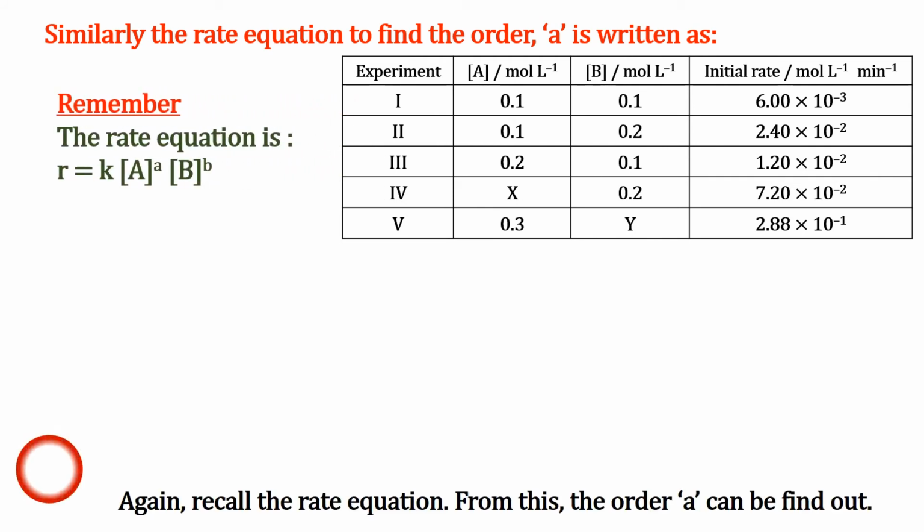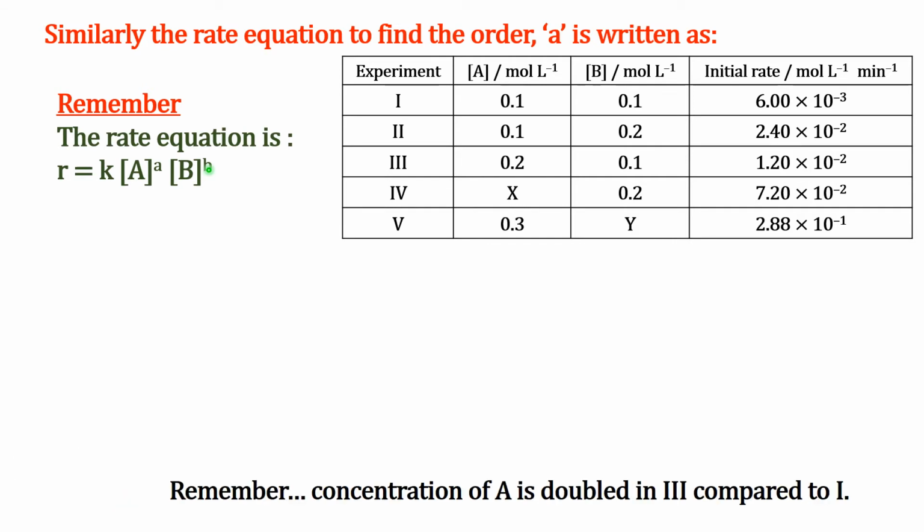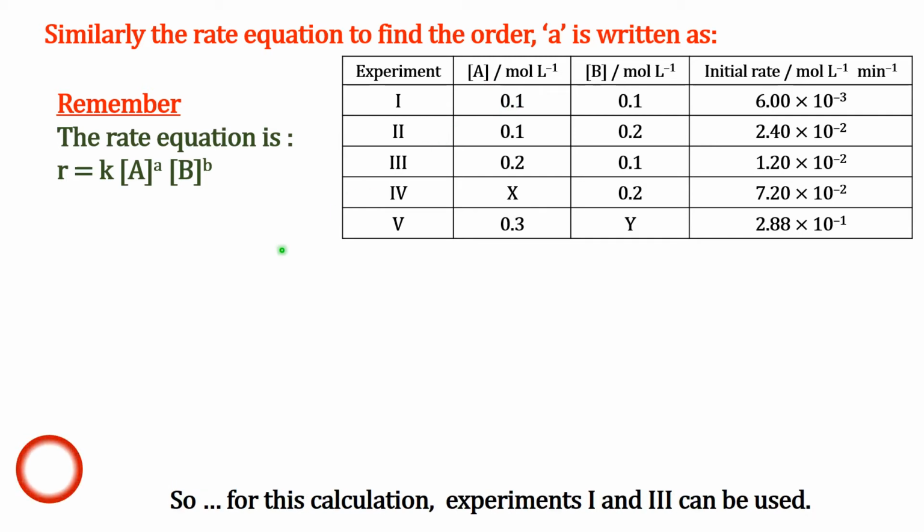Again, recall the rate equation. R is equal to K, concentration of A to the power small a, concentration of B to the power small b, where small a and small b represent the order of the reaction. Remember, the concentration of A is doubled in experiment 3 when compared with experiment number 1. So, to calculate the order of the reaction A, the results of experiments 1 and 3 can be used.